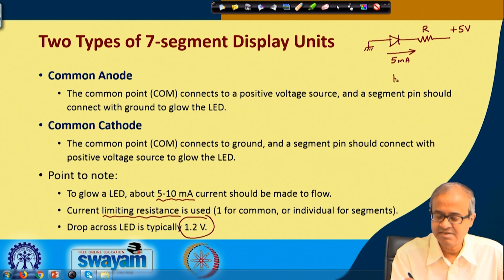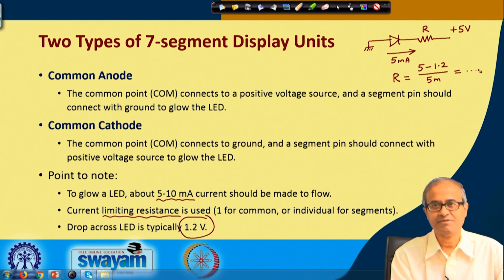Like you can say this resistance value will be this 5 volts minus the voltage drop across the LED 1.2, divided by the current you are passing, 5 milliampere. So, this will give you the value of the required resistance.